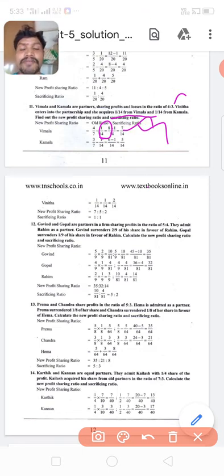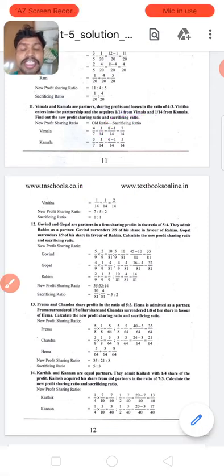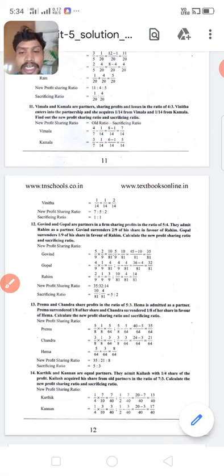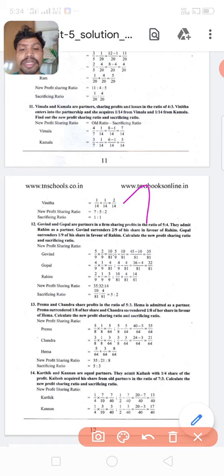Same for Kamala, we have to find out. The new partner's name is Vinita. For the new partner we have to add the sacrifice ratios, right? So whatever sacrifice they have made, if we add both, we get the ratio for the new partner. That's all. This is the new ratio, right, my dear students, right?